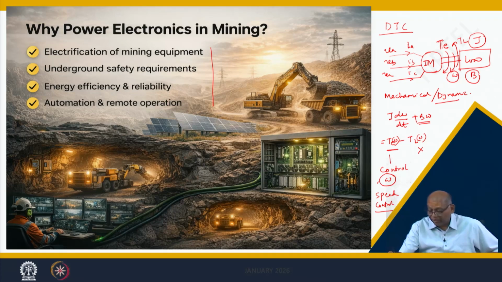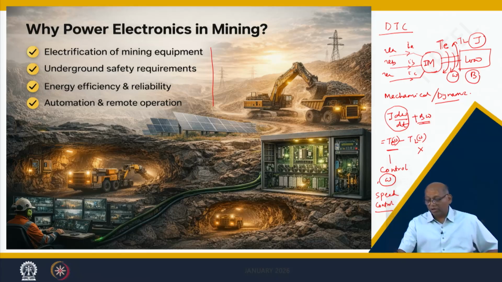If you see the dynamic equation, what is that? J d omega by dt is the inertia torque, B omega is the friction torque, which is equal to the electromagnetic torque developed minus the load torque. If electromagnetic torque is more than load torque, it will accelerate. If it is less than load torque, it will decelerate. If they are equal, then there will be no acceleration or deceleration.